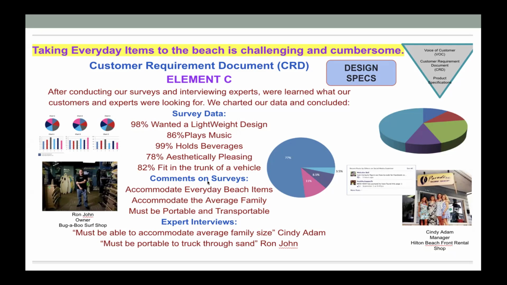Thanks, but no thanks. A lot of comments on the surveys started coming up over and over again. We kept seeing accommodate beach items, accommodate the average family size, must be portable and transportable. So we kept hearing family size, must be portable, transportable. So maybe they mean must be able to go in the trunk, but then navigate on the sidewalk and on the sand.